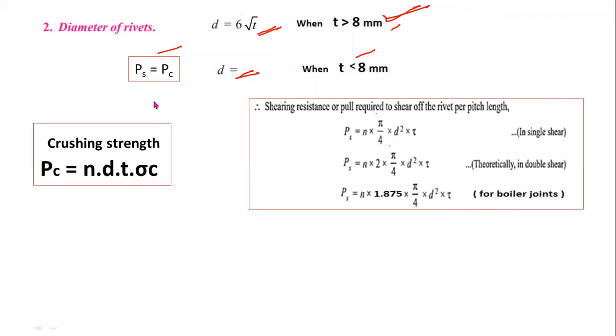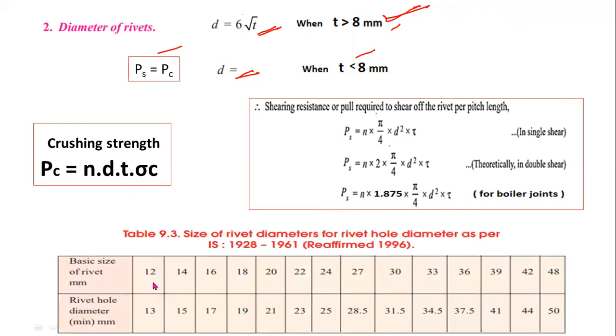These are the formulas we already discussed earlier. PS is the single shear or double shear for boiler joints; you have to use these formulas for PS. PC is the crushing strength, N into D into T into sigma C. Now this table shows the standard rivet diameter and rivet hole diameter. For selecting the standard size of rivet diameter and rivet hole, you have to use this table.